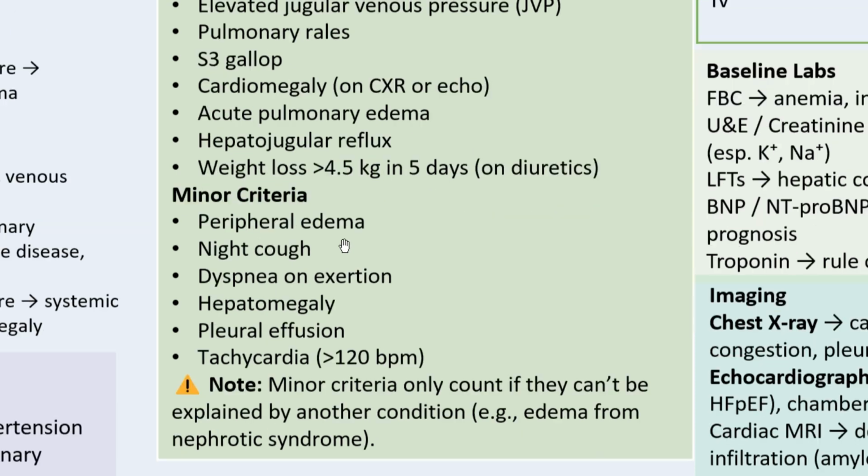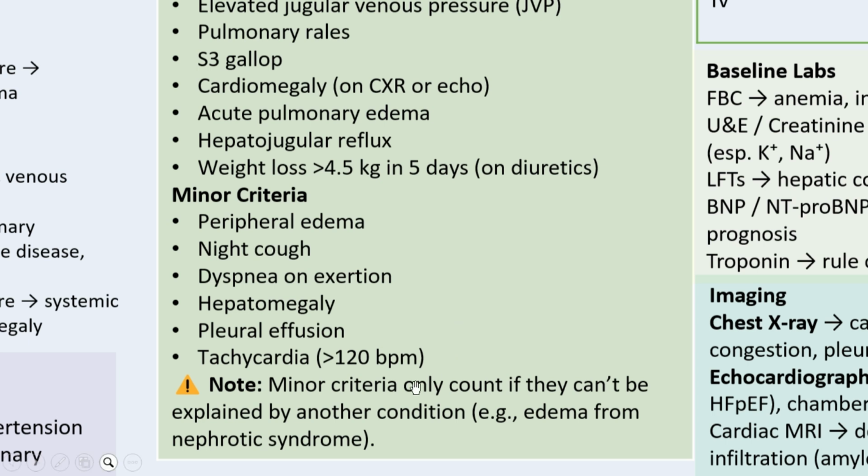Then we have the minor criteria, which includes peripheral edema, night cough, dyspnea on exertion, whereby someone tries to do something and they feel breathless. We have hepatomegaly, we have pleural effusion, and we have a tachycardia greater than 120 beats per minute. So remember, this tachycardia is coming as a compensation. The body is realizing that the heart is not pumping enough blood, so it goes on to increase the heart rate in a way of compensating, which normally ends in a bad way.